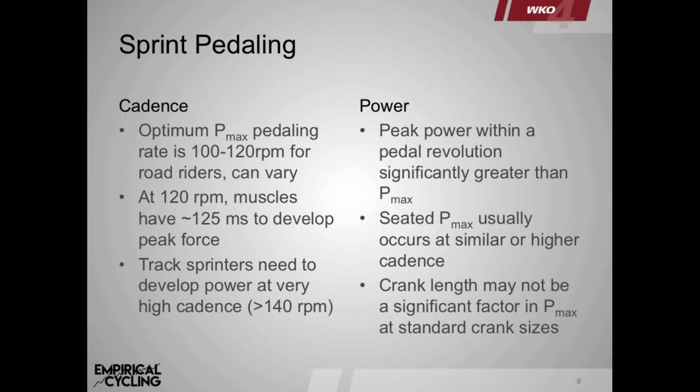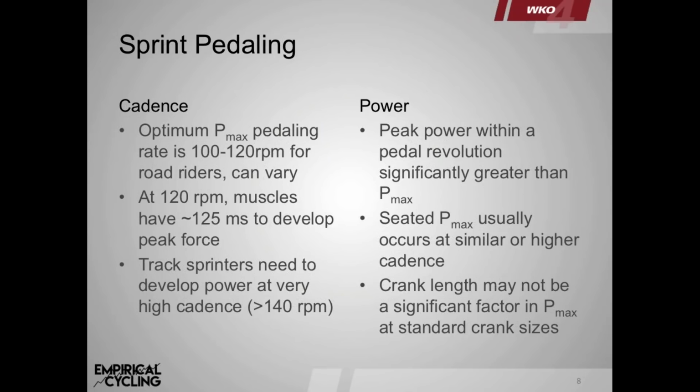So tonight for this webinar, I'm going to use 120 RPM as a general stand-in for RPM optimal. So if I'm talking about that, if you know what yours is already, you can just substitute that in your head. So at 120 RPM, muscles have about 125 milliseconds to develop peak force. This is the first quarter of the pedal stroke. So we have a very short amount of time, and I'll prove this to you in a slide.